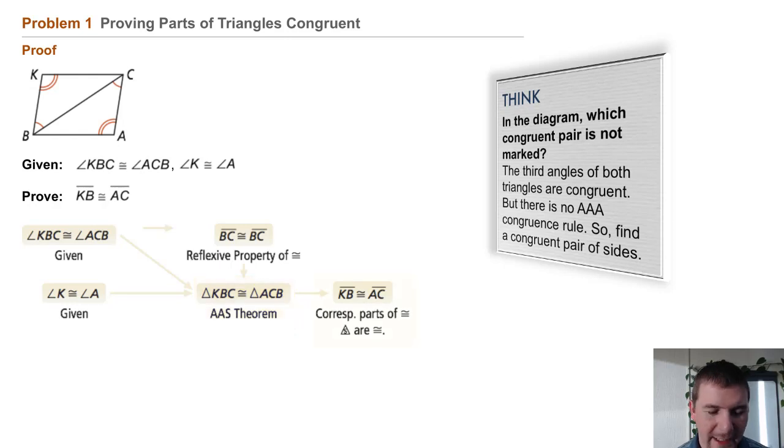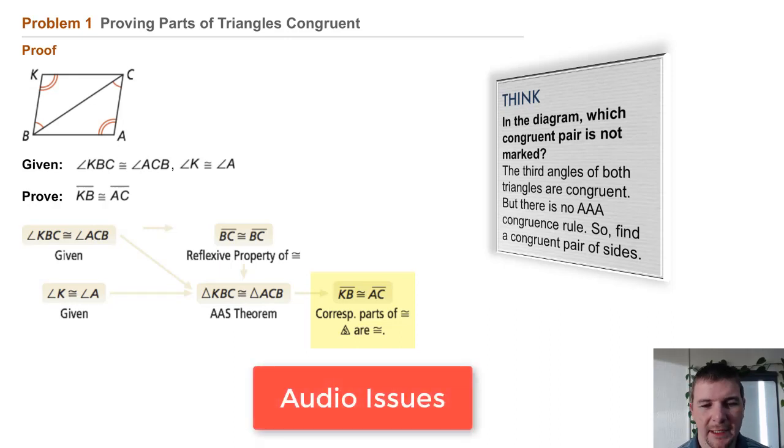And therefore, we can state what we were asked to prove. Segment KB is congruent to segment AC.